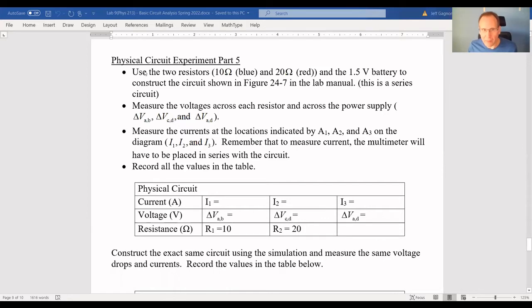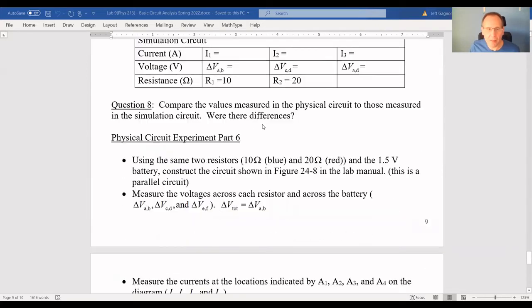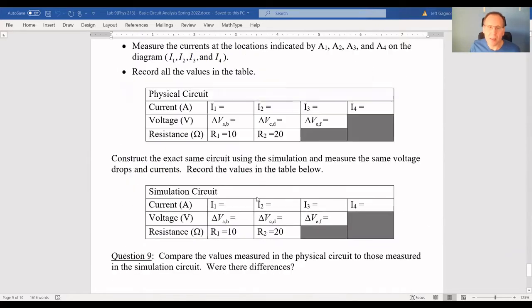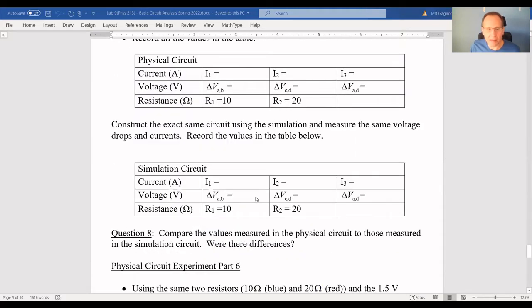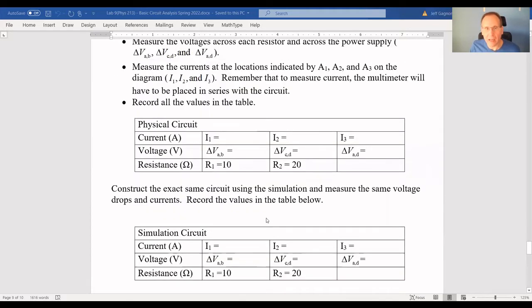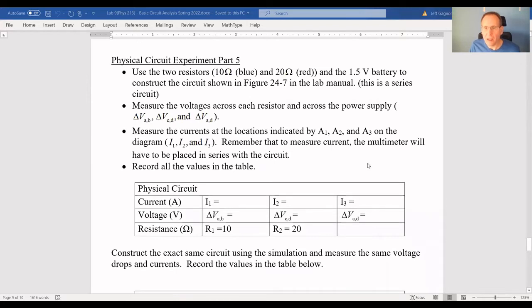So part 5, physical circuit experiment, and part 6. So basically I have you set up a series circuit and a parallel circuit and actually do these measurements on a real circuit using a multimeter. So again, if you're watching this because you missed lab, then you just need to get this information from your lab partners. Okay, so then you can answer these questions, right? But all the theory and all the detail you'll get from the video that follows. Okay, great, thanks.